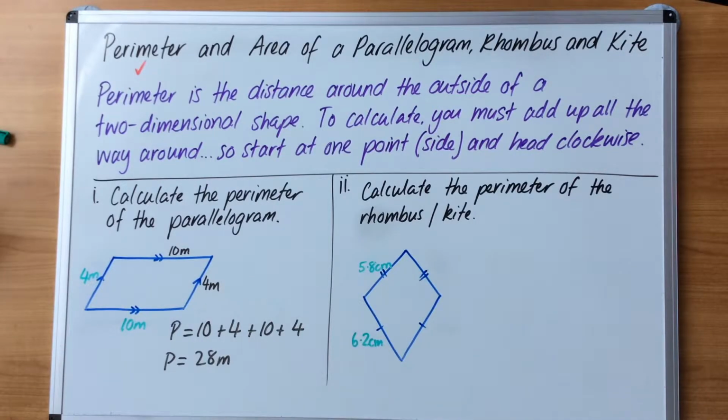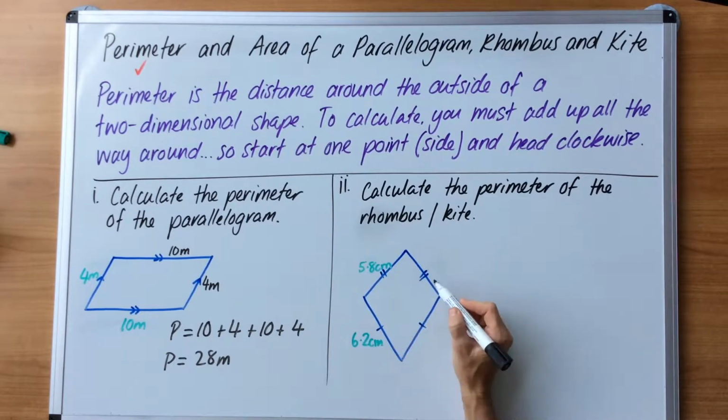Let's now take a look at this second question here. It says calculate the perimeter of the rhombus kite. I've drawn a kite here, but the same rules apply. You do exactly the same thing. So we have a measurement of 5.8 centimeters and another measurement of 6.2 centimeters, and I've got some missing sides. So I use the markings to help me out.